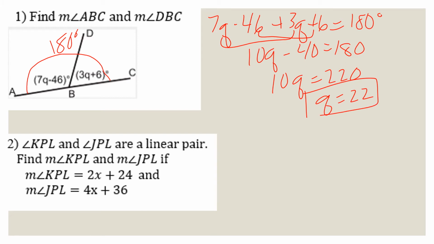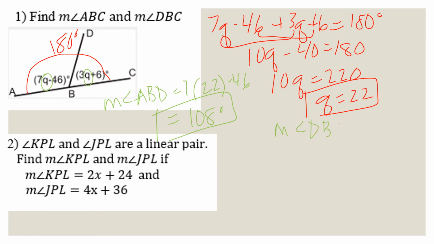Now, we only know what q is, so we need to figure out the measure of each of the angles. For the first one, we just plug in 22 for q, here and here. So the measure of angle ABD is 7 times 22 minus 46, which is 108. And again, you can just plug that into your calculator. Then for the measure of angle DBC, we plug in 22 for q, and we end up getting 72 degrees. Remember to put that degree sign there.